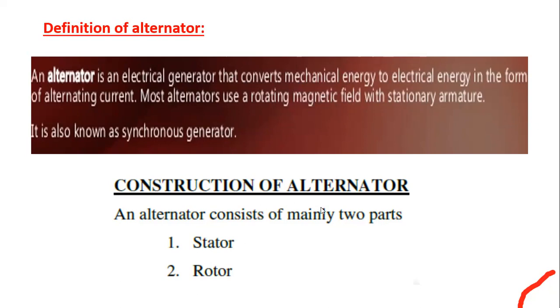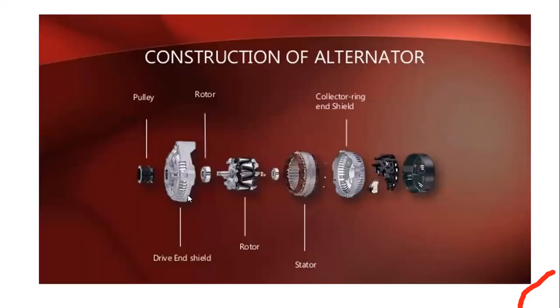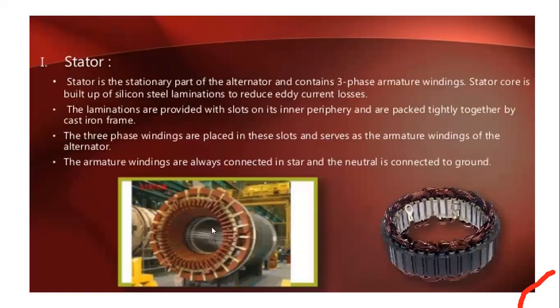Basically, the alternator consists of two parts, that is the stator and the rotor. The stator is the stationary part of a machine and the rotor is the rotating part of a machine. These are the various parts of the alternator. This is the practical view of the constructional parts of an alternator. This is the rotor and this is the stator. This is the practical view of the stator winding.